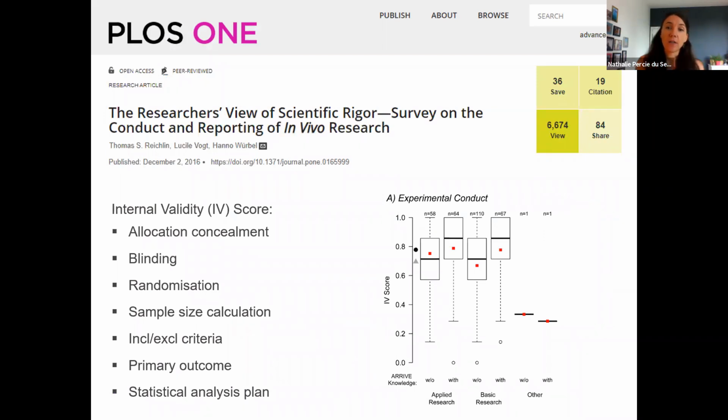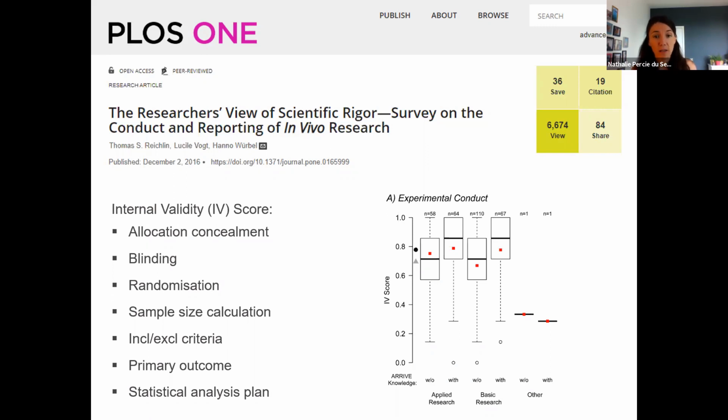And the ARRIVE guidelines do not only help you report your research more transparently, they also encourage better quality research. So this is a study published by Hannah Werbel and colleagues in 2016. They conducted a survey of all in vivo researchers in Switzerland and asked detail about the conduct of animal experiments. So they specifically asked about 7 measures that are used to reduce the risk of bias. So these were allocation concealment, blinding, randomization, sample size calculation, and whether inclusion and exclusion criteria, the primary outcome measure, and the statistical analysis plan were defined before the study started.